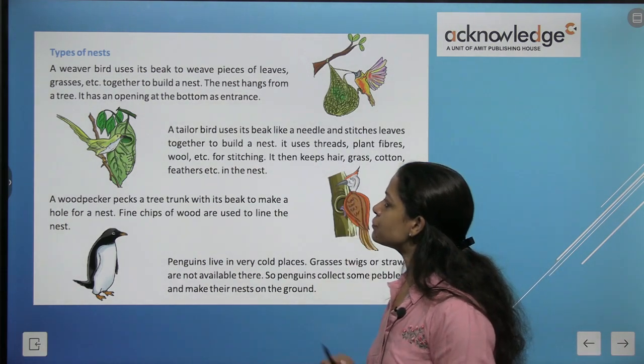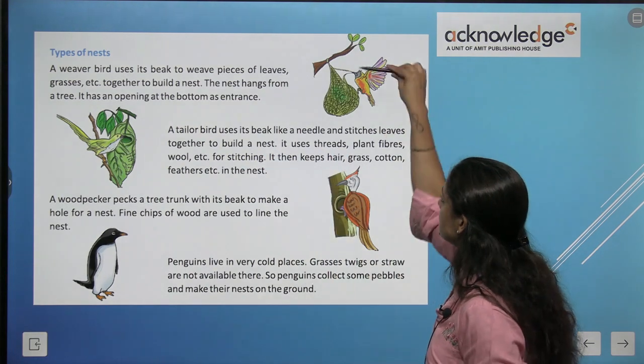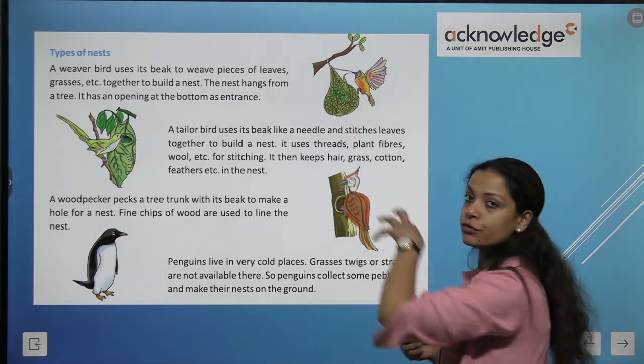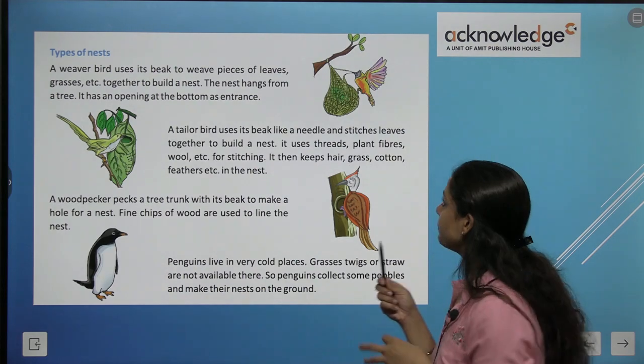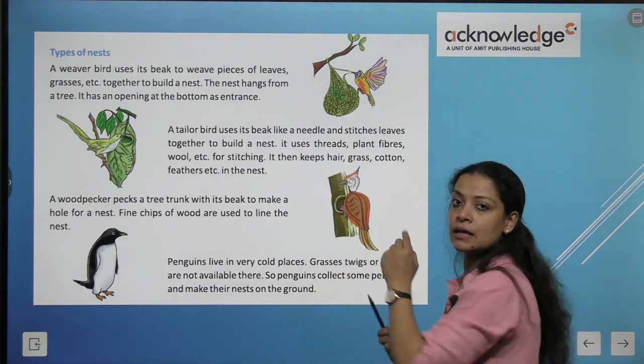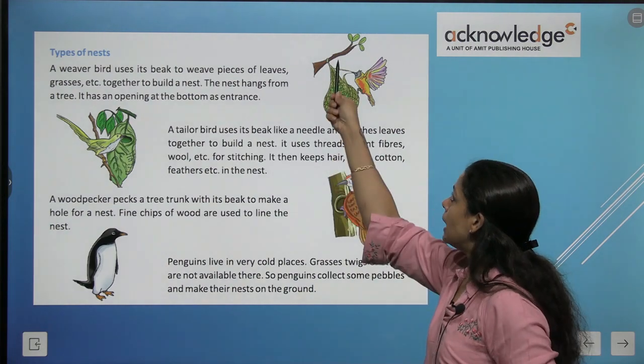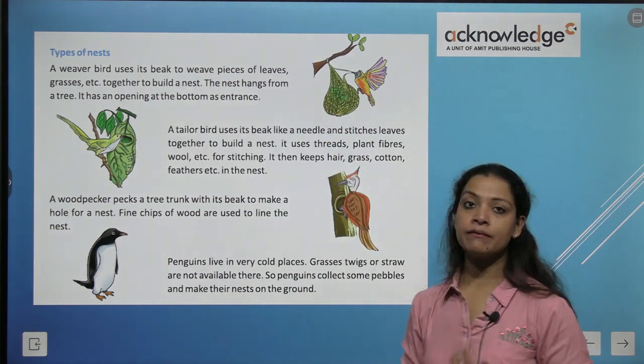The nest hangs from a tree. It has an opening at the bottom as an entrance. So see, this is a beautiful nest these birds make and they have an opening. You can see here there is an opening. They enter the house, the nest, from here and they hang it from the top with a branch of a tree.